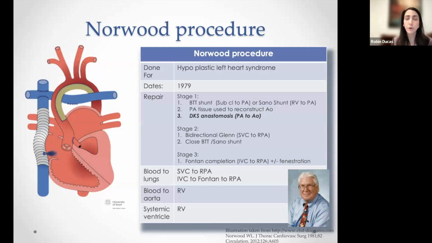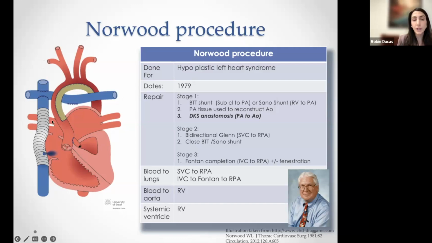Now, as an echocardiographer, I don't know that understanding all the 3 stages and the timing of them is as helpful as what was done. So essentially, by the end of the Norwood, the person would have an extracardiac Fontan. So that's the bidirectional Glenn with SVC to RPA and that conduit from the IVC to the RPA. It may or may not have a little hole in it to allow offloading and improving cardiac output.